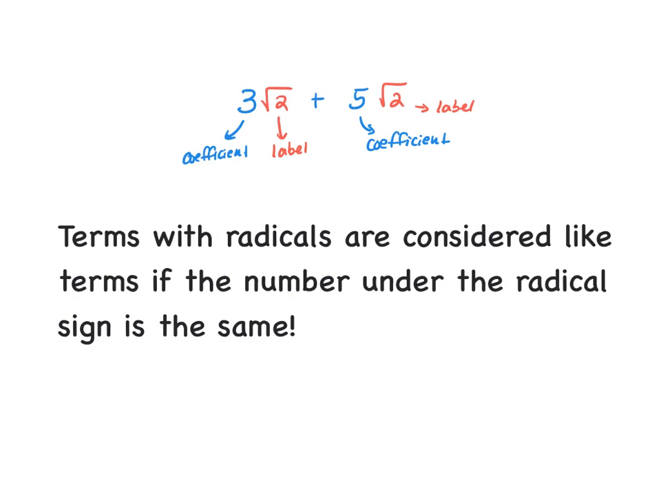So just to be very explicit, I've just recopied that example. So what we want to make sure of is that when we work with terms with radicals in them, they are only considered to be like terms, meaning we can add them, if the number under the radical is exactly the same in whatever we're trying to combine. So here, since this label, square root of 2, or in other words, the 2 is the same as this 2, since these labels were the same, again, that told us we could combine their coefficients and keep the labels the same.